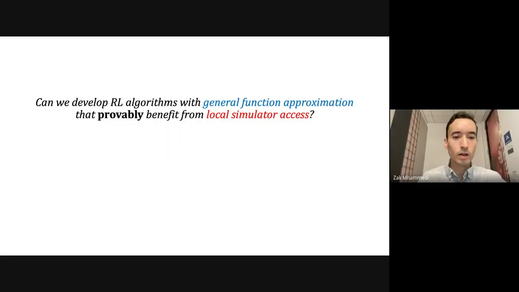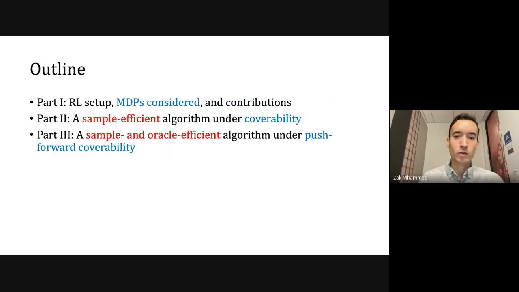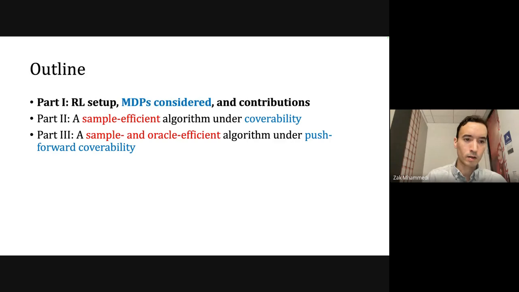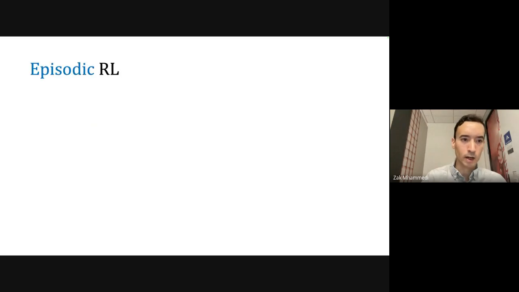Okay, so here's the outline for the rest of the talk. First, I'll go into more detail about the RL setup and the MDPs we're going to focus on. Then I'll give an overview of the results. And the second and third parts will cover the efficient algorithms we develop that are provably efficient for a wide range of MDPs under local access. So let's dive into the RL setup.